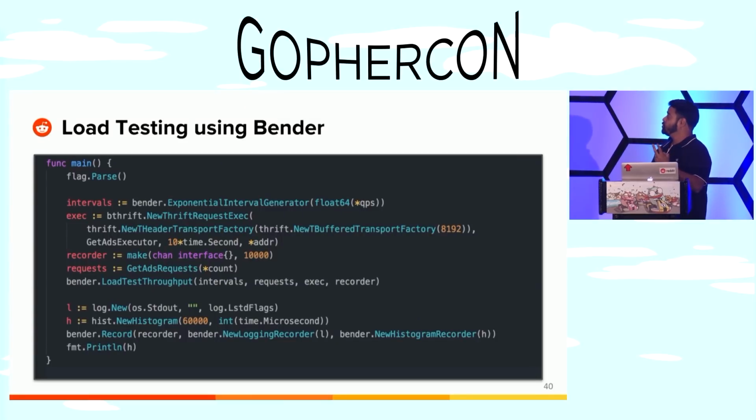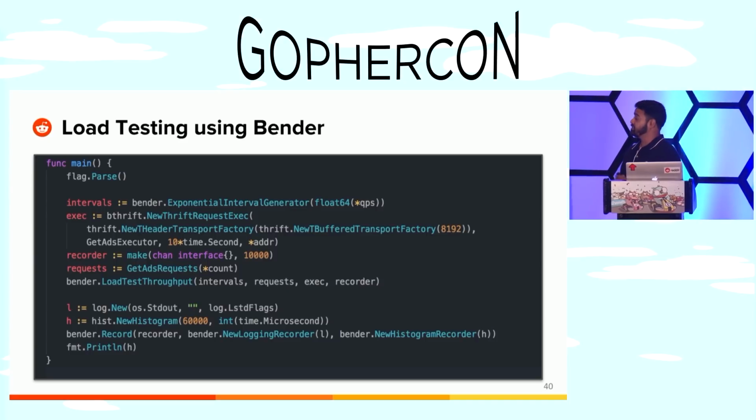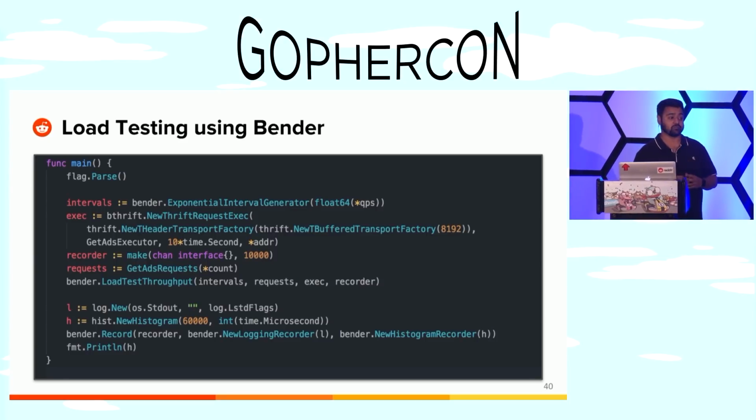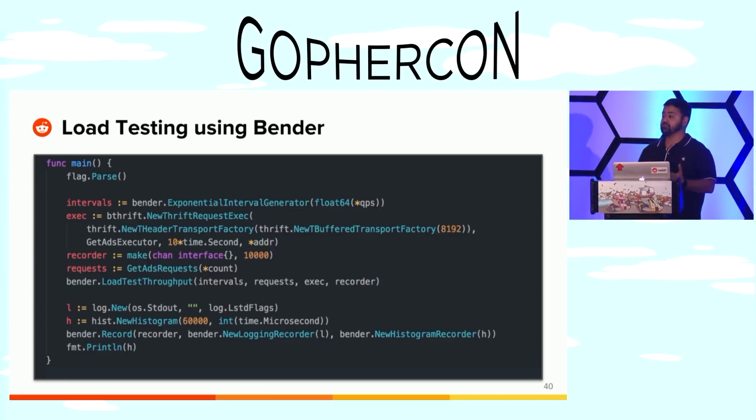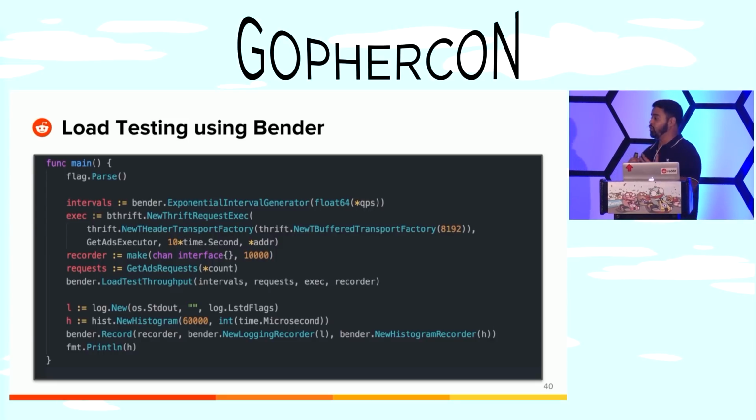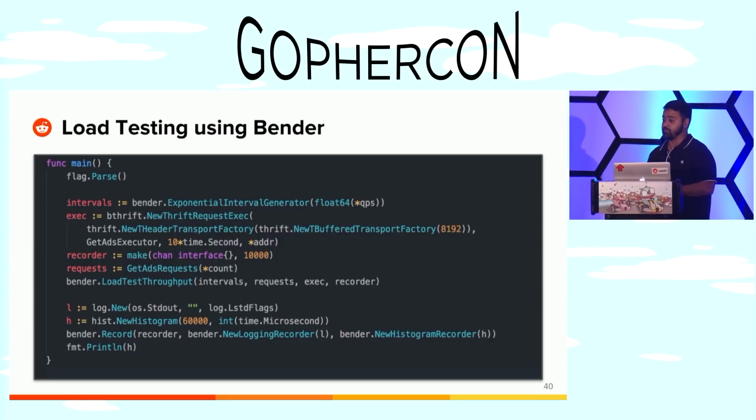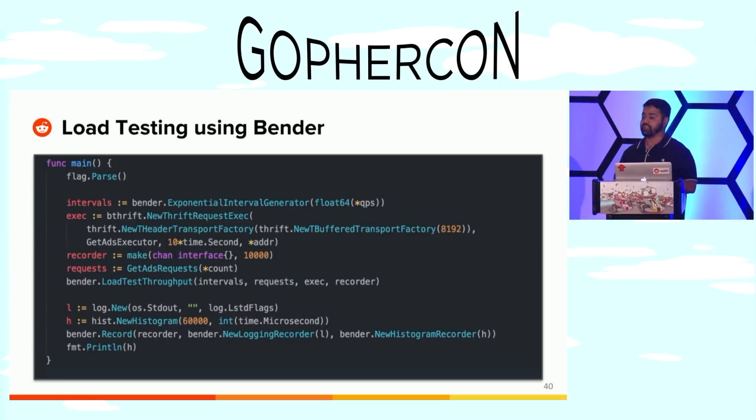So we used two pretty commonly used techniques. We used load testing. There's a tool called Bender, which is open sourced by Pinterest. We use this library to build load testers for every service that we write. So for every Go service that we have, there's a Marathon app running in our Mesos cluster that can be used by developers for load testing.